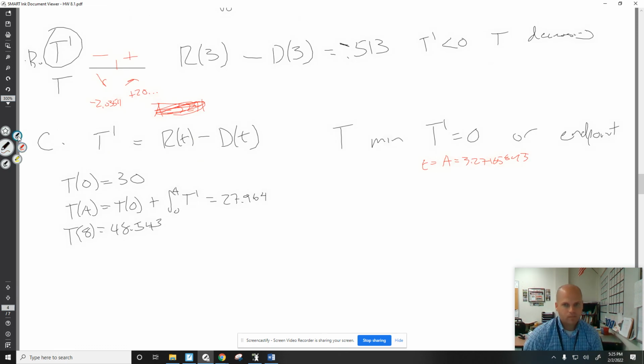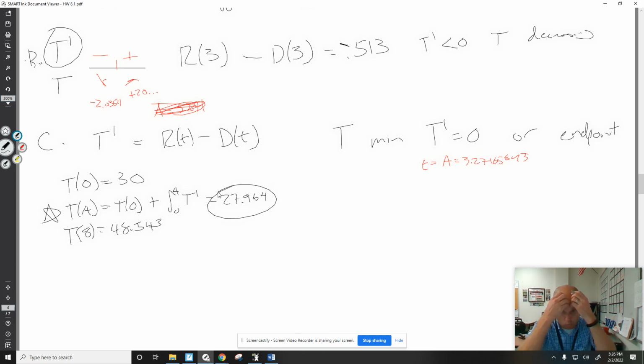When's the min? T prime is 0 at endpoint. You didn't have to check this, but you already did the work. And you could have just said at T equals A. Why? Because T prime is negative, then positive. Negative from 0 to that time, 3.27, and then it's positive from 3.27. So it has to be the min. But that's it.